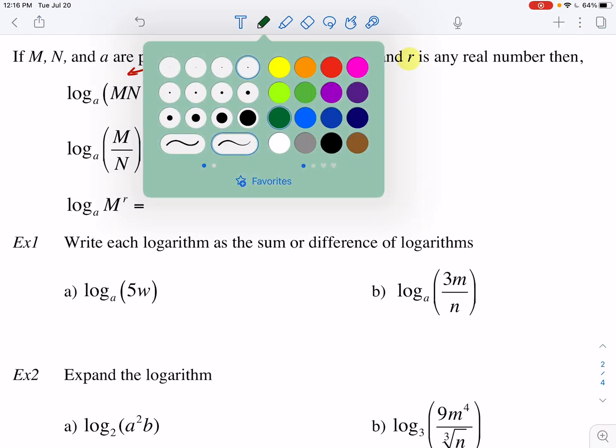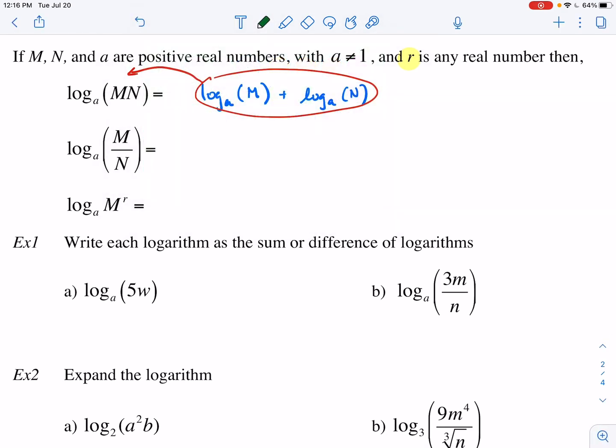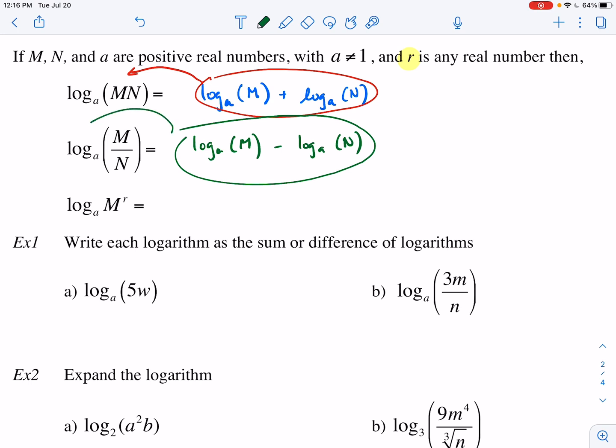Moving on, next property, if we have log base a of a quotient, m divided by n, then this becomes log base a of m minus log base a of n. Okay. If we're given this difference here, we can also go backwards as well.